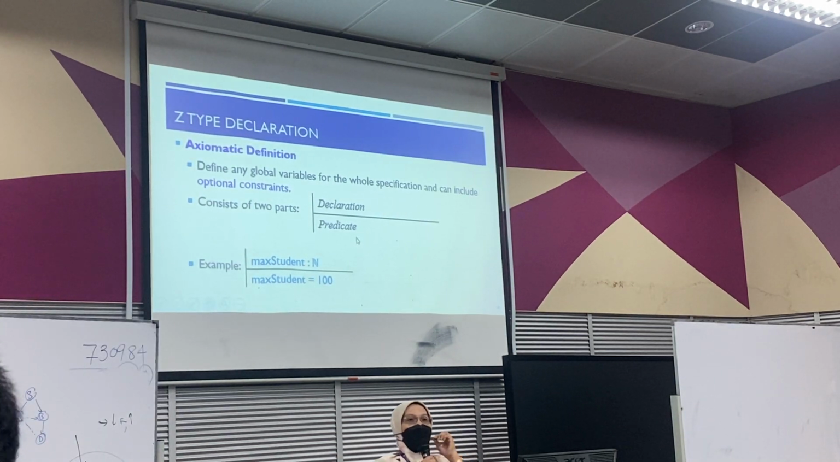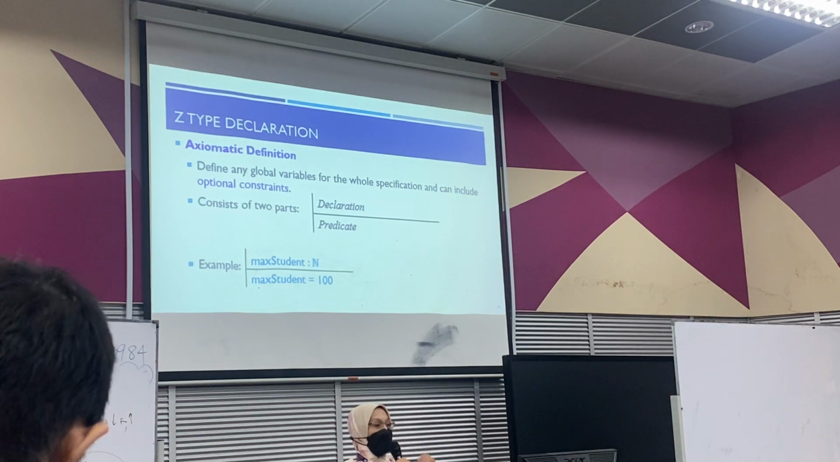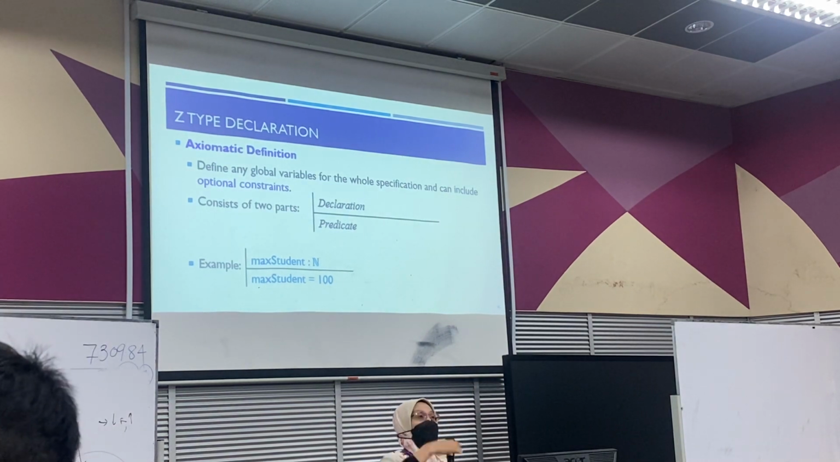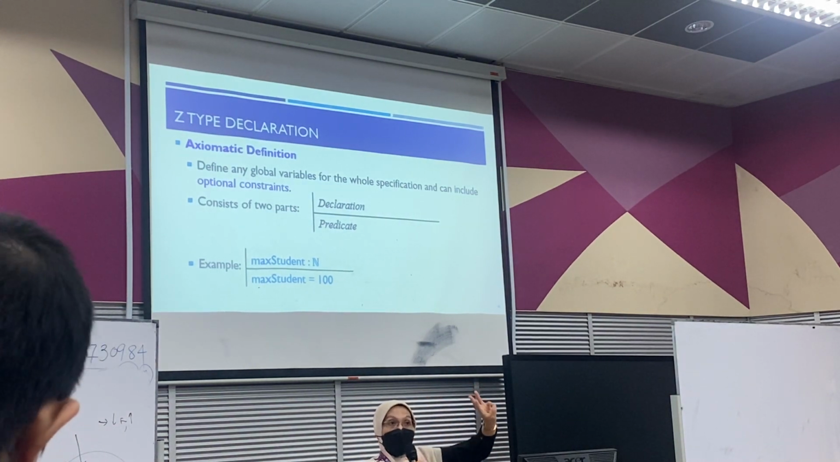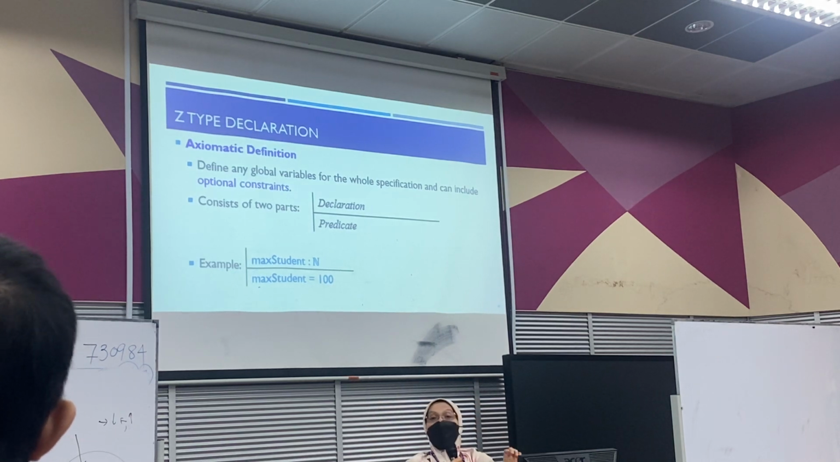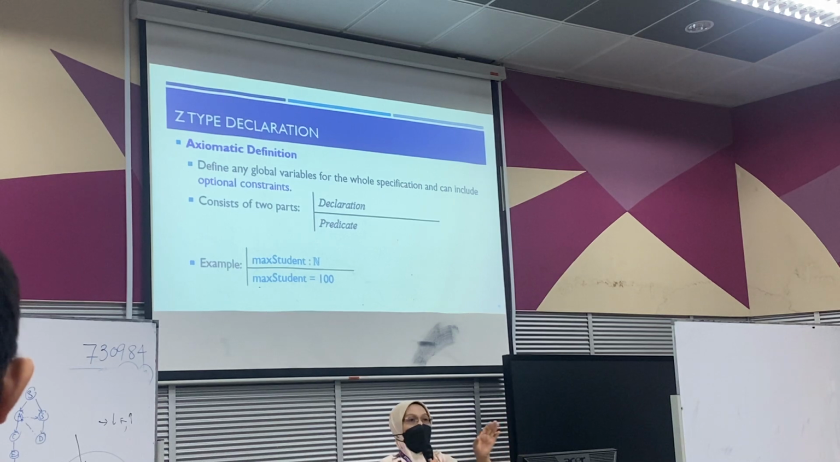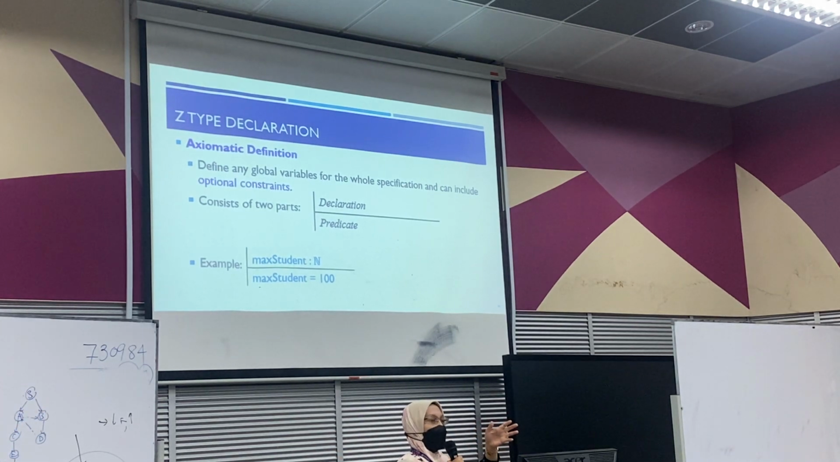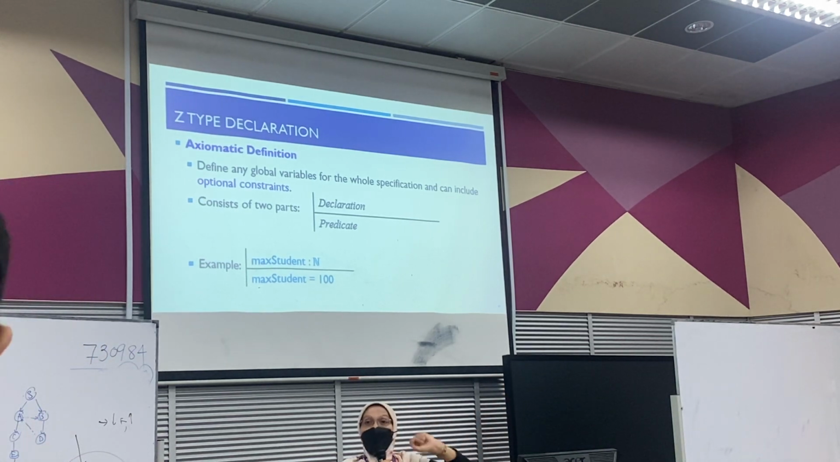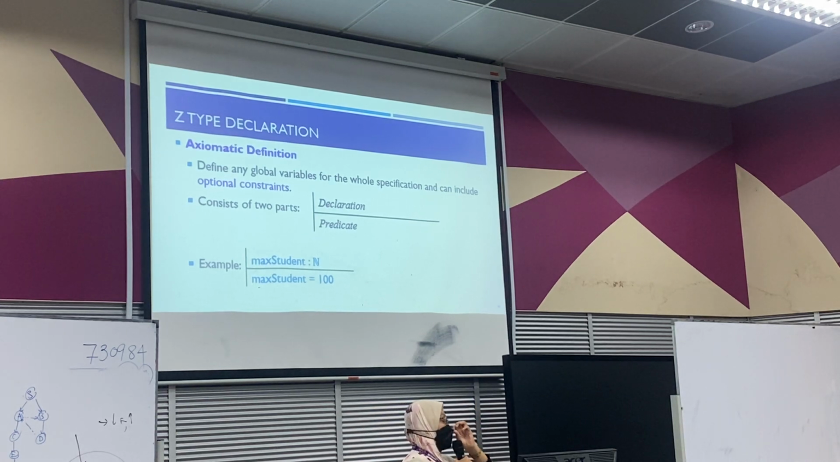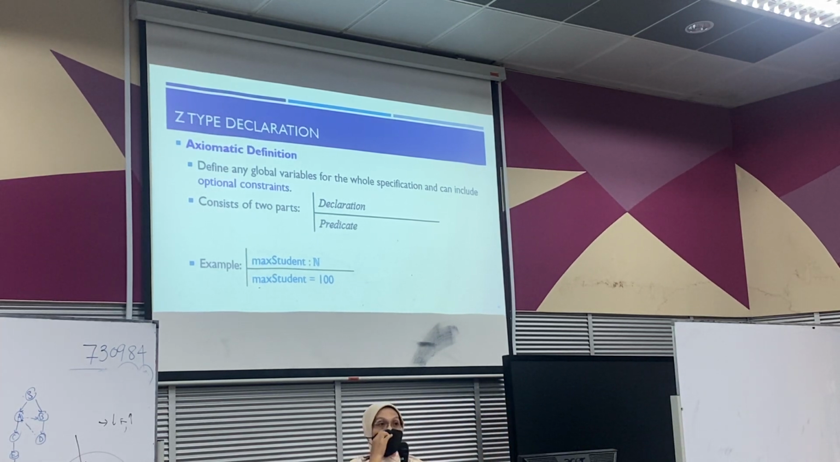So for this symbol, on top, let's say you have three variables, you have to separate them into three different axiomatic definitions. Let's say one is max size of students, one is max rooms, one is max price, for example. So three different things, so you have to have three axiomatic definitions. You cannot combine them together.